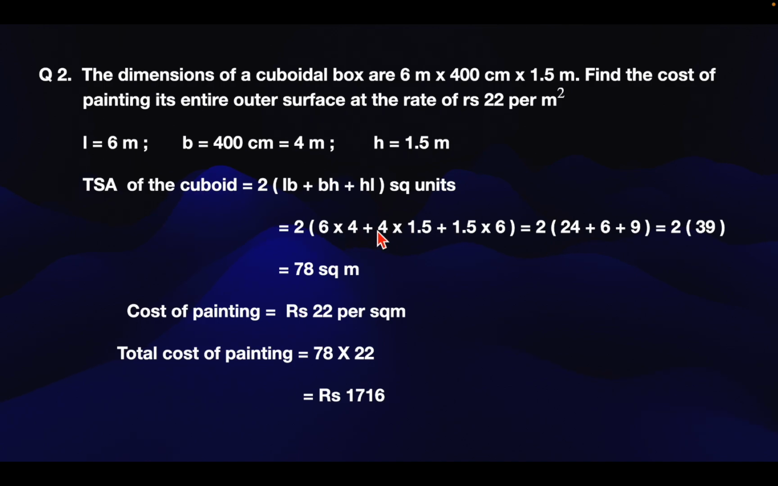Substitute these values, carefully solve this, and you'll get the answer as 78 square meter. Here it is meter, so we should write square meter. Cost of painting is rupees 22 per square meter. So for 78 square meter, it is 22 multiplied by 78, that is rupees 1716. That is the total cost.